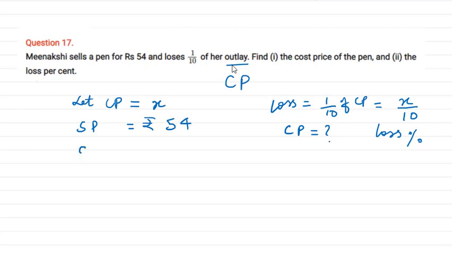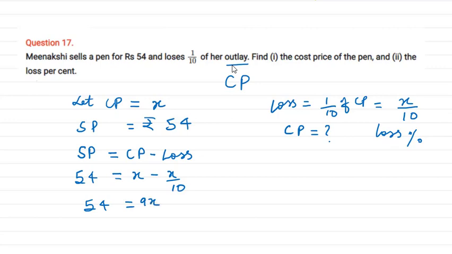So same formula we will use here for SP. SP is equals to CP minus loss. So here you can just put the values. So we have X, CP is X, loss is X by 10, and SP is already given, that is 54. So you'll calculate it. So you will get here 9x by 10 equals to 54. So after calculating here, you can cancel out this with this, so you will get 6. So here X will be 60.